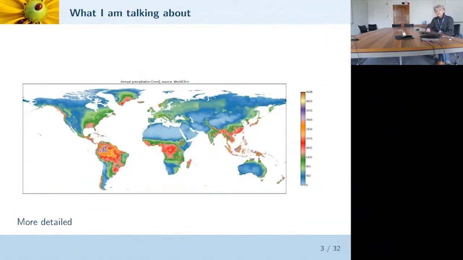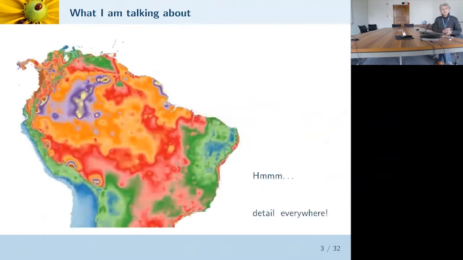This is a much more recent version of the same basic phenomenon, the annual rainfall. If you look at this, you see much more detail. And if you zoom in, the areas that were solid color in the first one are no longer solid color, just because you've zoomed in.